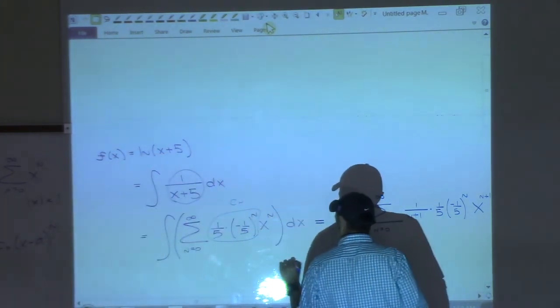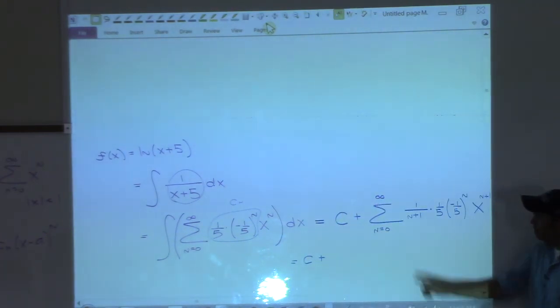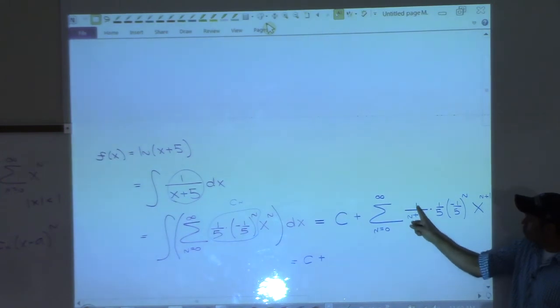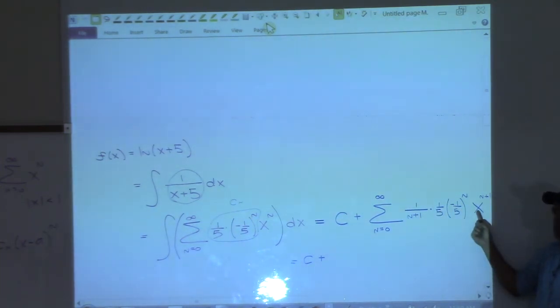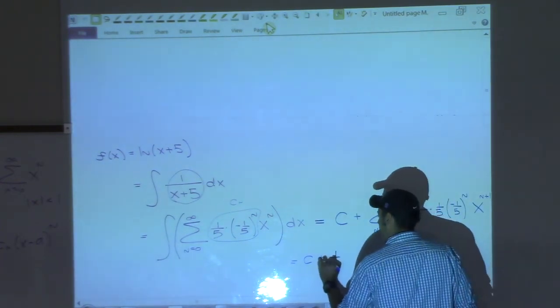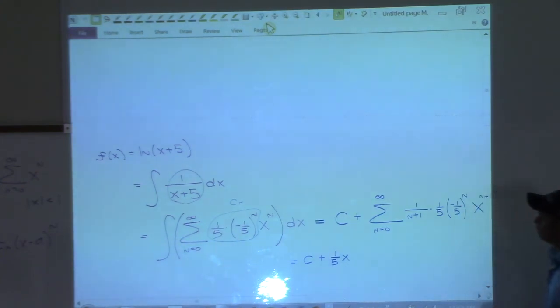So this is going to be equal to some constant plus, all right, let's let n be 0. If n is 0, we get 1, 1/5. Negative 1/5 to the 0 is 1. So we're getting 1 times 1/5 times 1, and then x to the 0 plus 1, just x to the first power. So 1/5 x.